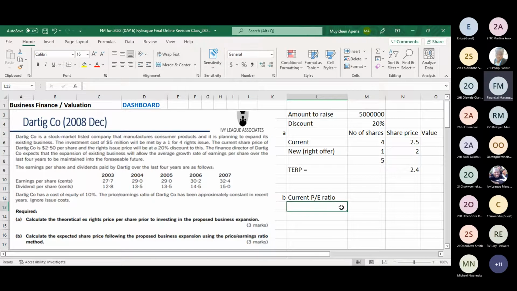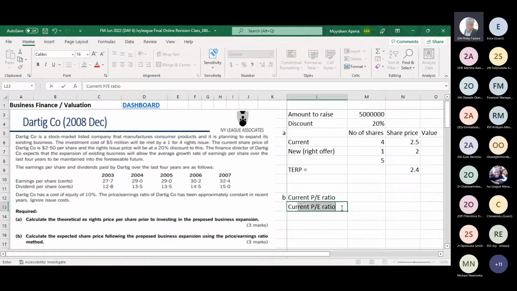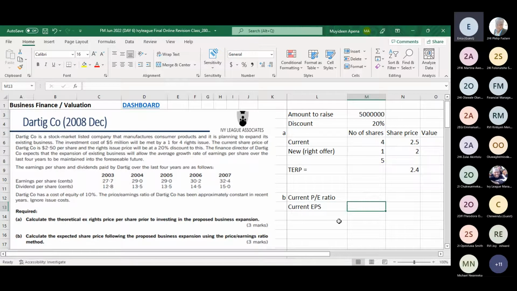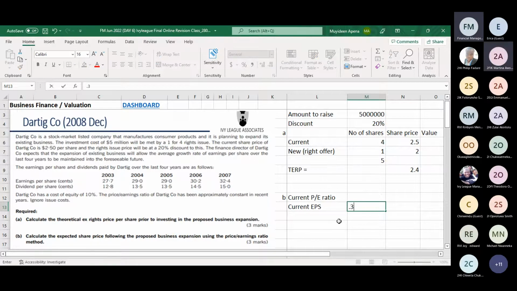Sorry, say that again. Current share price of 2.5 divided by the earnings per share of 32.4. Okay, so current earnings per share is what? 32.4. Can we take that to dollars? That's 0.324. Do you agree? Yes.